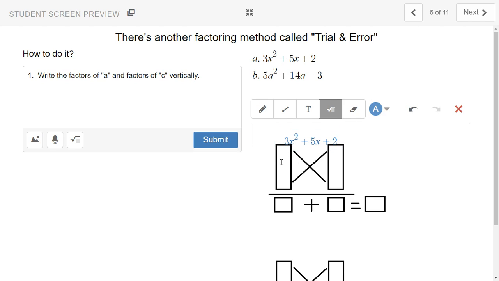In our first factor, I'm going to write 3x, and I have 1x down here. In the second half, factors of C, so I only have the choice of 2 and 1.